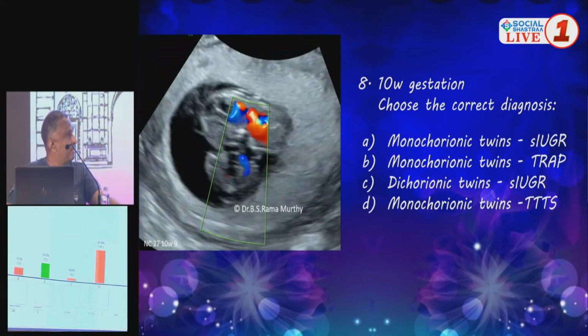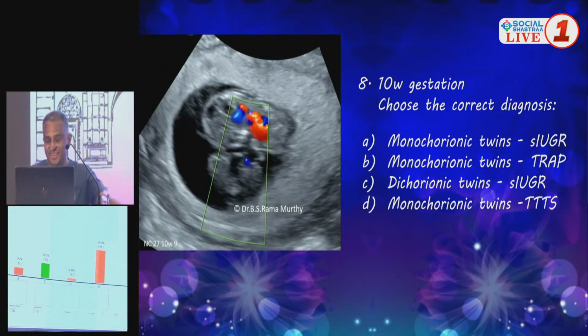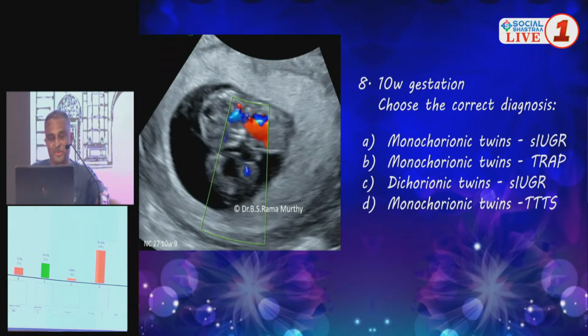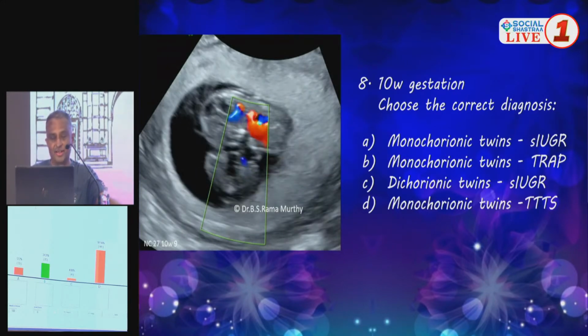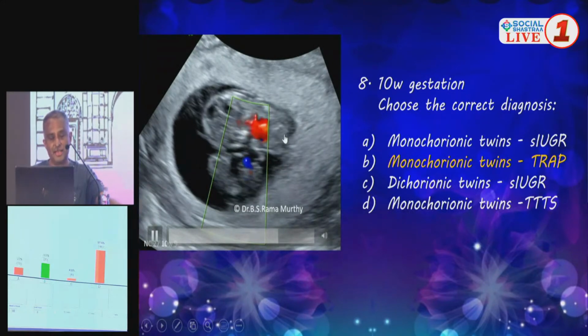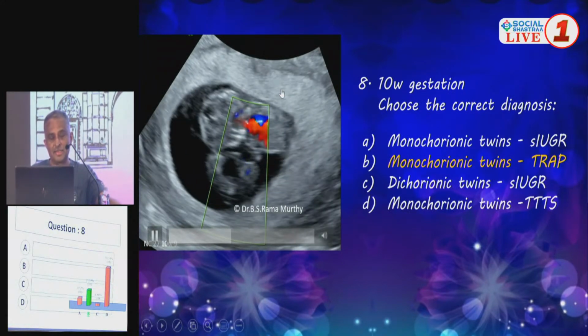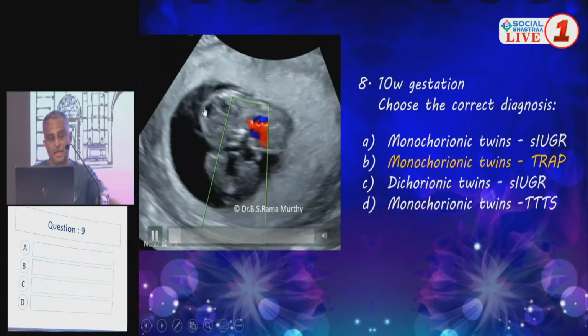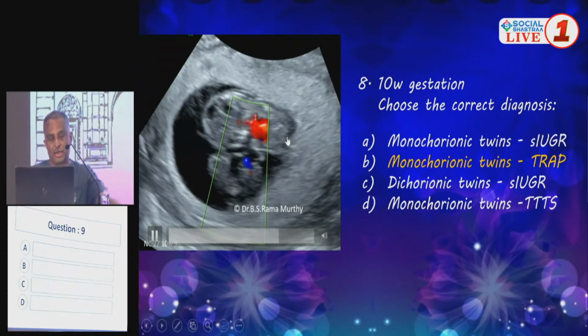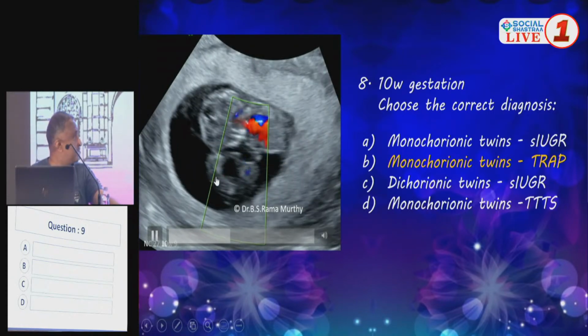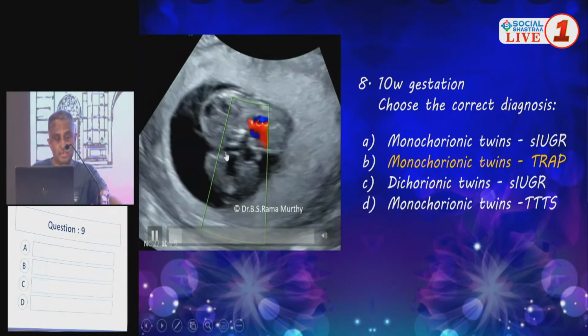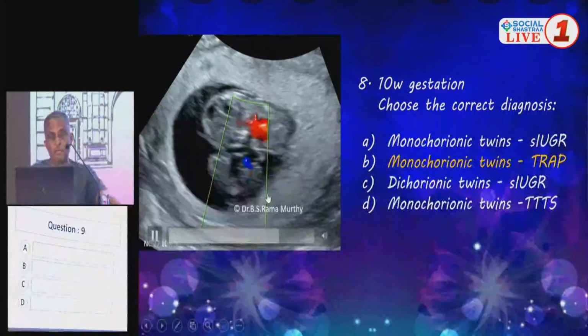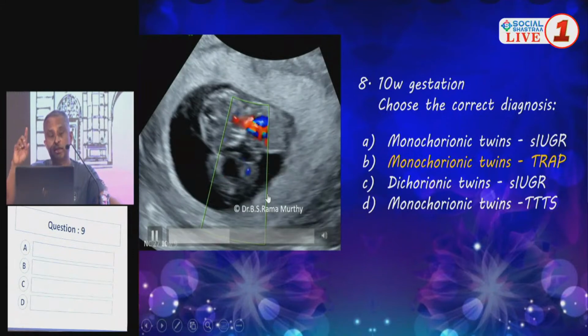A lot of us have got option 4. Option 4 is wrong. Monochorionic twin TTTS is wrong. Now, what you need to carefully see is that this is a twin which has got its anatomy right. You have a head, you have a neck, you have a thorax and an abdomen. Whereas what is happening here is a small bit of tissue which is amorphous.